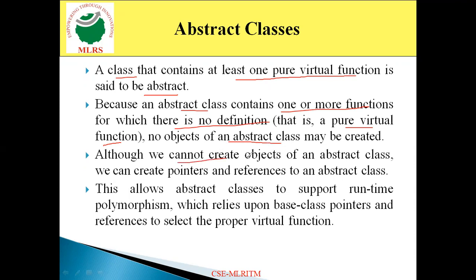Even though we do not create any objects of the abstract class, we can create pointers and references to that abstract class. With these pointers and references of the abstract class, we can support runtime polymorphism. This is done by means of base class pointers, which refer to the appropriate derived classes, which makes the virtual functions work properly. Now, look at how these virtual functions and this abstract class work.